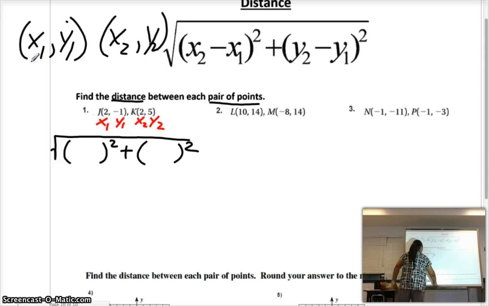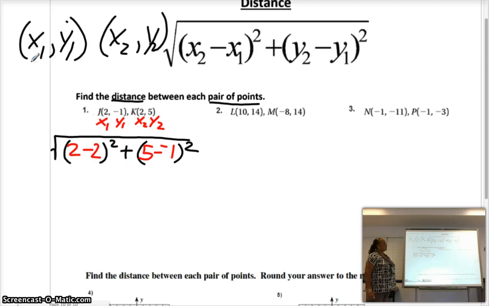So let's do it. What's my x sub 2? 2. 2 minus 2. You see where I got those? And 5 minus a negative 1. Oh boy. But don't let that destroy you, because we can work with it.